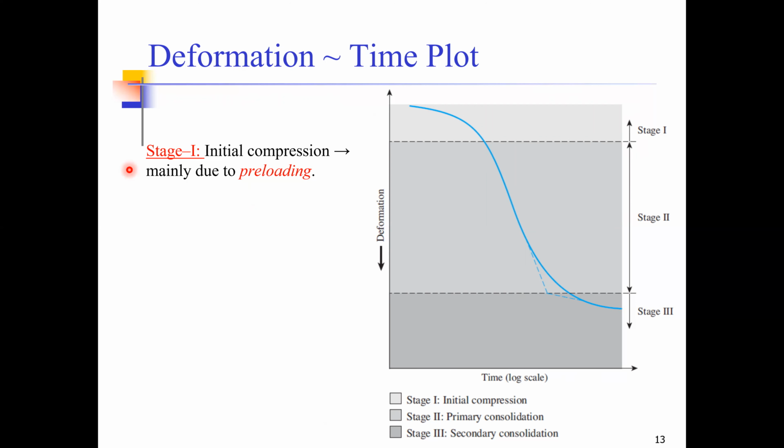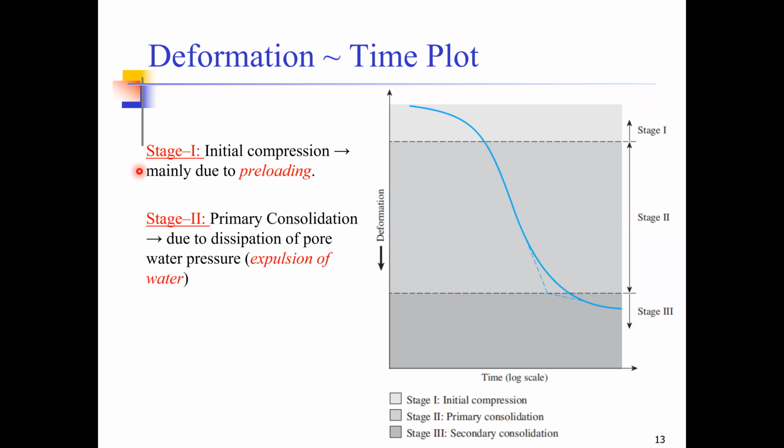So when you put the load on the sample, there is some initial compression in the sample. This is what we call preloading. Then stage two is called primary consolidation. This is the straight line part, almost a straight line part. Now what happens in this part is that the deformation which is occurring in this stage two is mainly because of the expulsion of water from the soil sample.